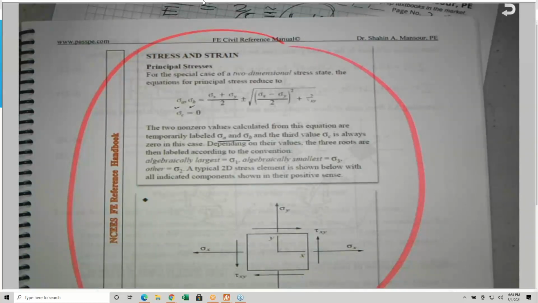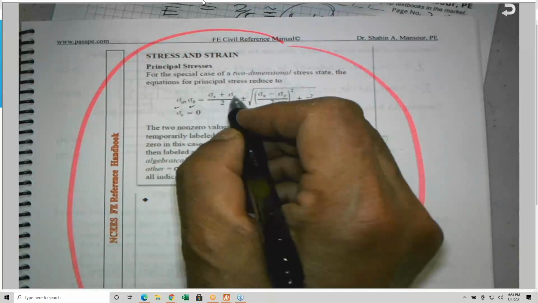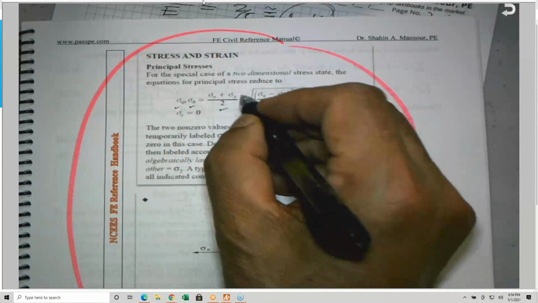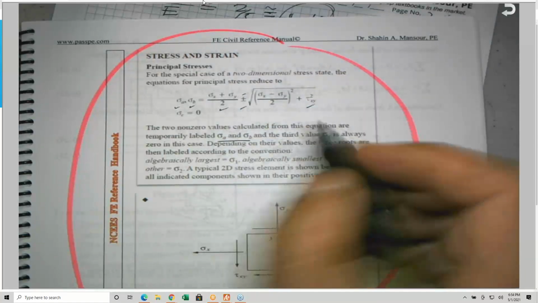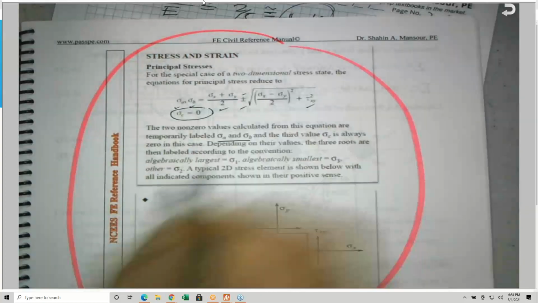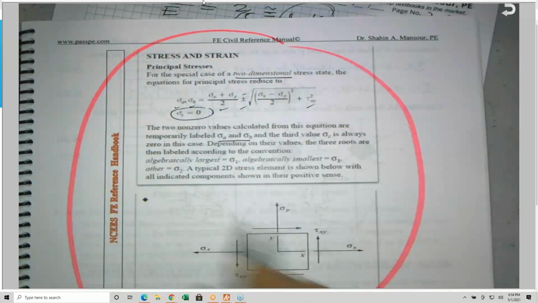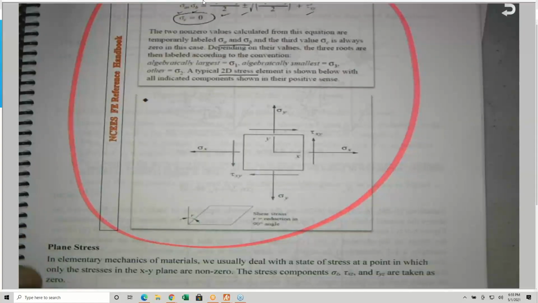Principal stresses, where sigma A, sigma B is equal to sigma X plus sigma Y divided by 2, plus or minus the square root of sigma X minus sigma Y divided by 2 squared, plus tau XY squared. Tau XY is the shear stress. And sigma C, this is the two-dimensional case, so the third one must be 0, which is 2D stress.